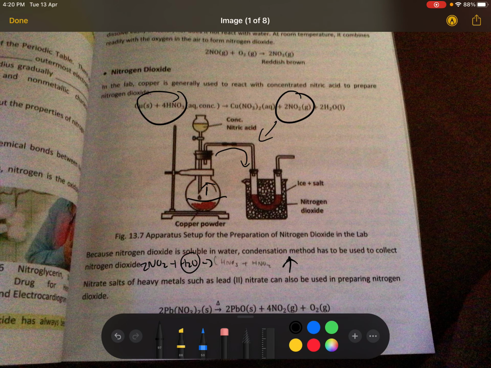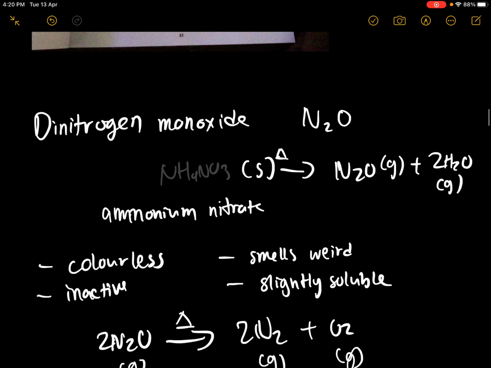This ice and salt is to reduce the temperature of nitrogen dioxide so that it becomes a liquid, and this is why you see this color here. Even though it's a gas, you can make it into a liquid by cooling it. Nitrate salts of heavier metals such as lead(II) nitrate can also be used in preparing nitrogen dioxide. Okay, I don't think we need to know much about that.